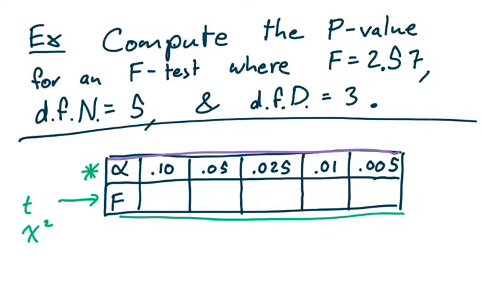Now, what do we have to do for the f? We have to do something a little different, because table H has a page instead of a column for each value of alpha. It's got a whole page. And then within that whole page, we have two values that we have to feed in, the degrees of freedom for the denominator and the degrees of freedom for the numerator. And so that is what we'll do.